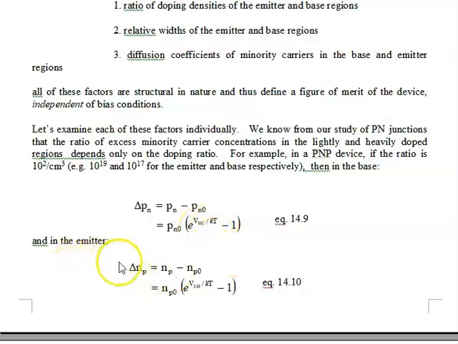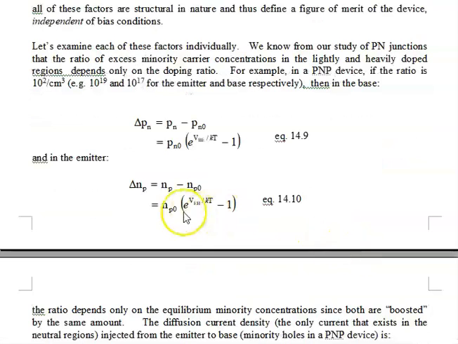And in the emitter, we have exactly the same thing. Electrons coming from the base into the emitter, we do exactly the same thing. They're also boosted, for example, if the forward bias is 0.6 volts. This would also be 10 to the 10th. What's the difference? This guy is 100 times this guy.